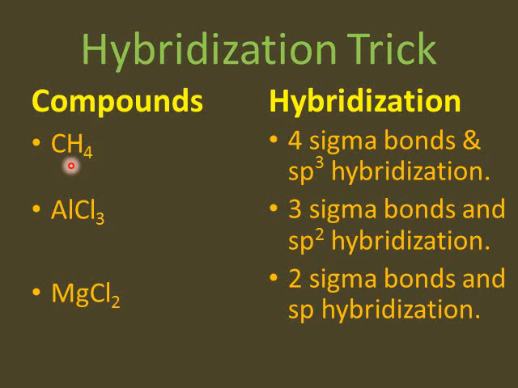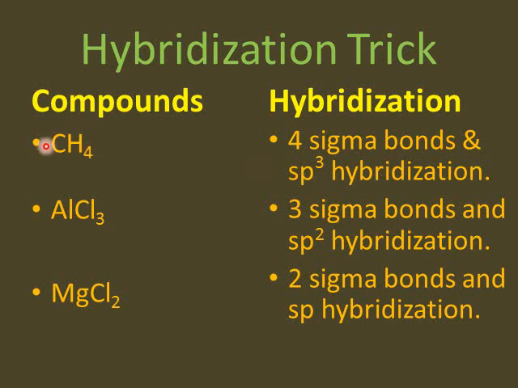Now how many sigma bonds are forming in methane? We can find the sigma bonds by noting how many atoms are attached to the central atom. Here, how many hydrogen atoms are attached to carbon? 4. So definitely carbon is forming 4 sigma bonds. And if it is forming 4 sigma bonds, then there will be 4 hybrid orbitals, and with 4 hybrid orbitals, it will be sp3 hybridization.